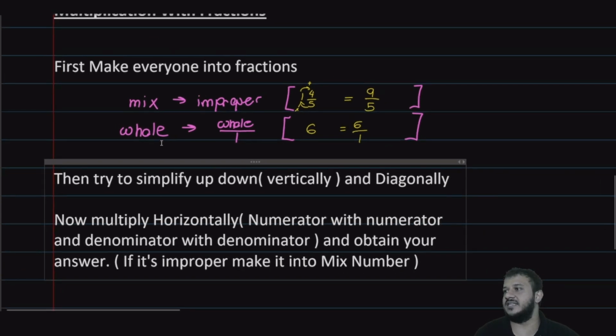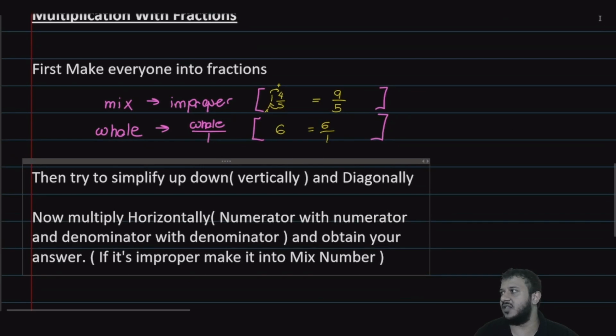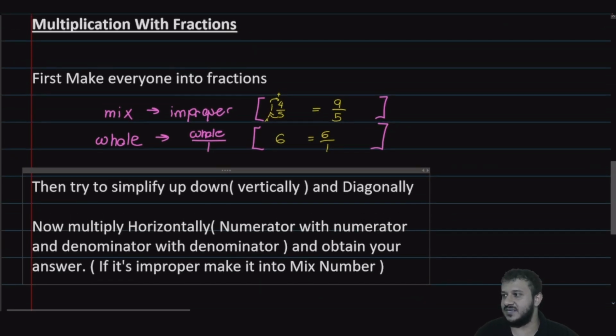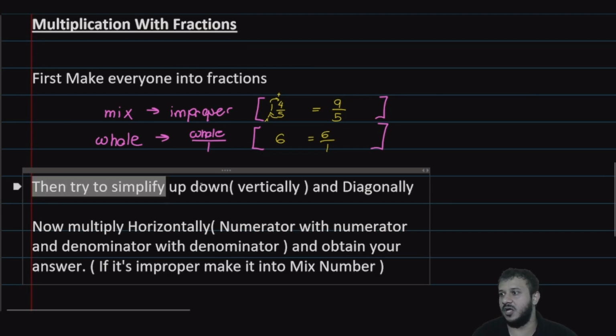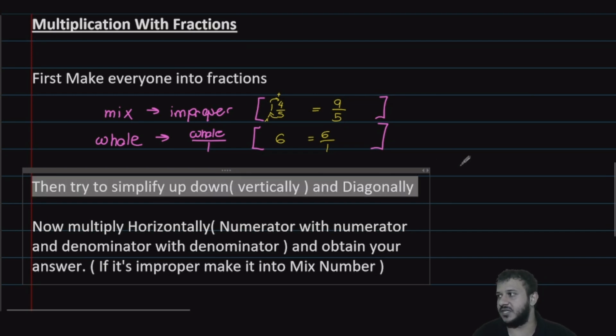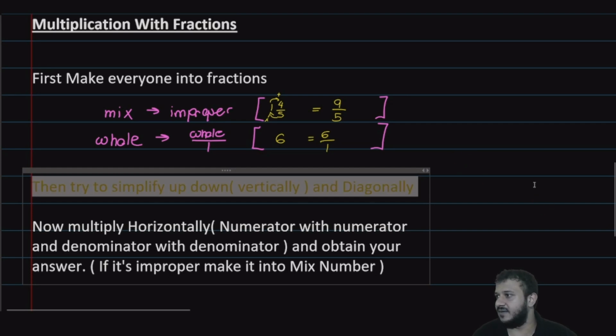Alright, just write this thing down, and after that I will explain to you all what I wrote, what it means, and how to get it done. So these are the 3 steps we use to do multiplication with fractions. Very easy. Anybody can do it.